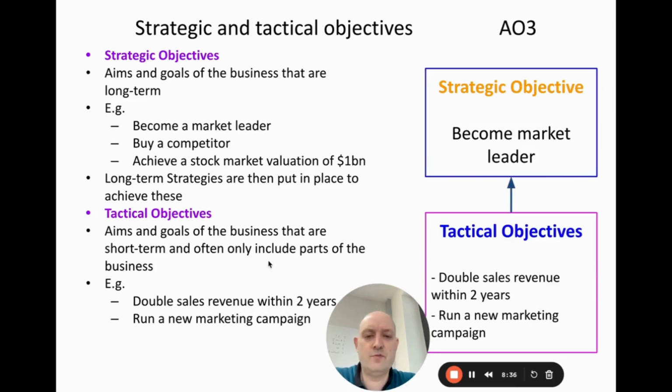You can see both of these goals are within the marketing department, because often these are not all of the business. The marketing department might be saying, okay, we're going to try and double our sales revenue within the next 2 years. Maybe we're going to run a new marketing campaign. And the point of doing these is that they're trying to achieve this long-term objective of being the market leader.